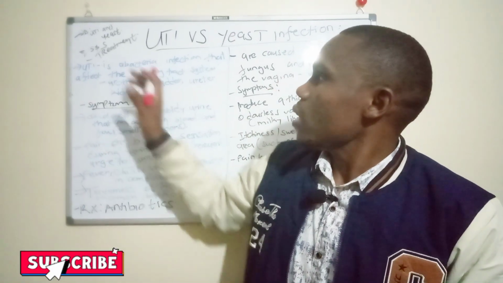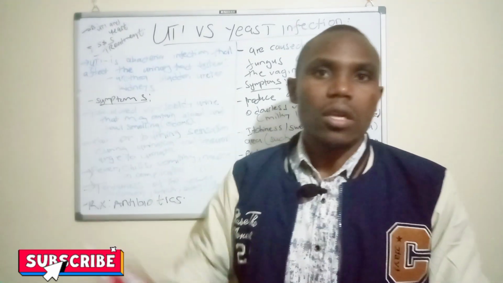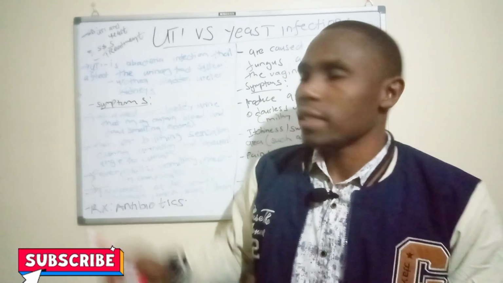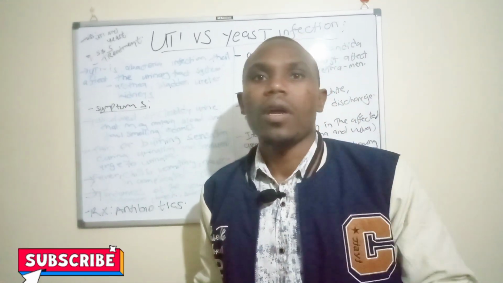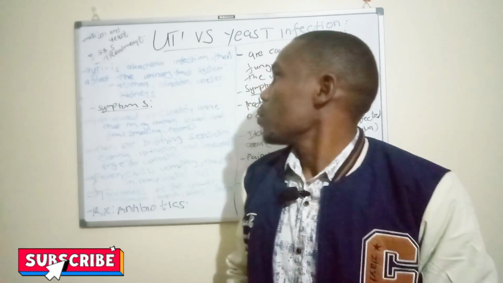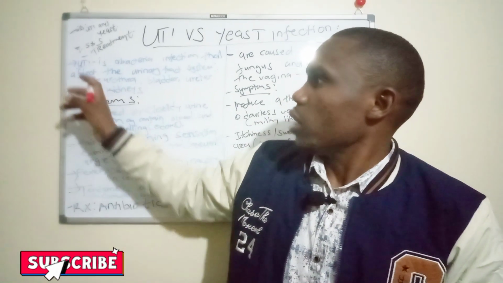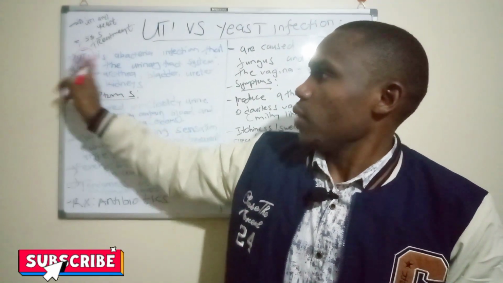Now, the urinary tract infection is a bacterial infection that affects the urinary tract system. That's the urethra, the bladder, the ureters, and even the kidneys. So this is where the urinary tract infection affects.